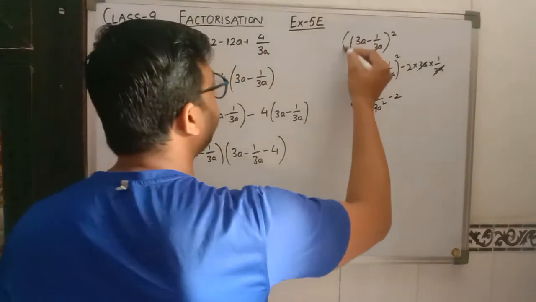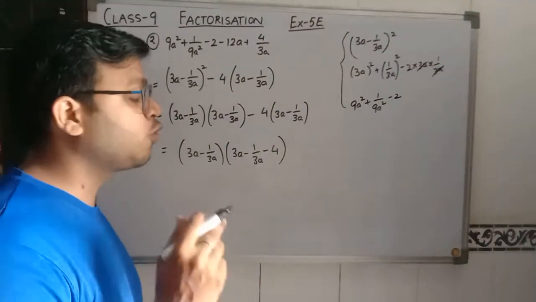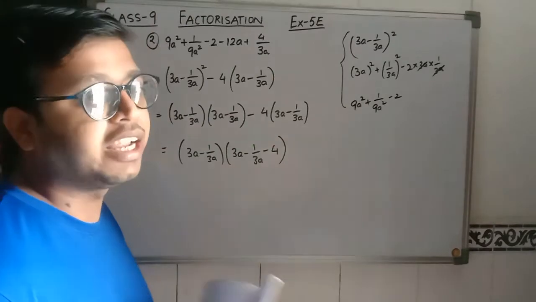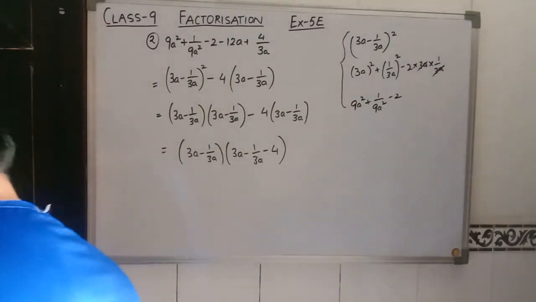This step you have to understand very clearly, then only you can proceed. So you have to find out the whole square identities, positive whole square and negative whole square. Then only you can proceed.